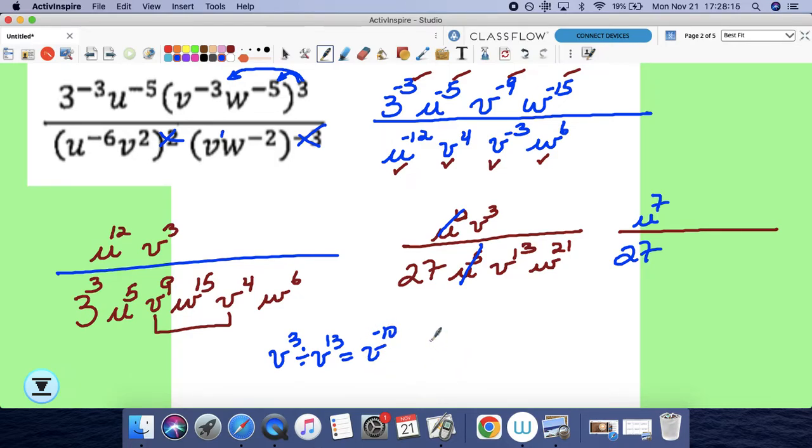Well, let me write it another way. So 1, 2, 3 v's, and then 13 v's in the denominator. 1, 2, 3, 4, 5, 6, 7, 8, 9, 10, 11, 12, 13. Again, simplify.